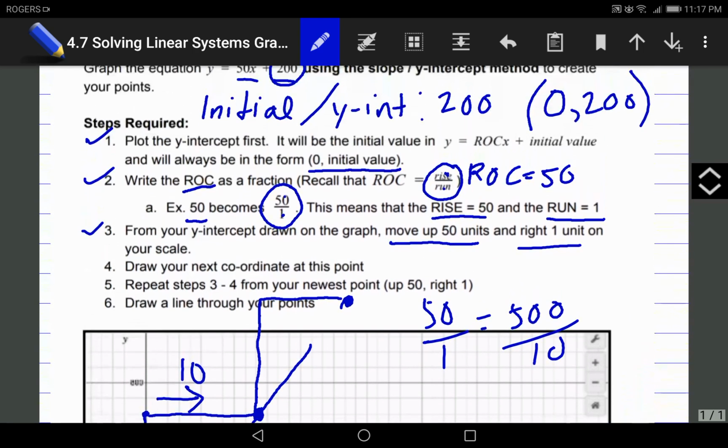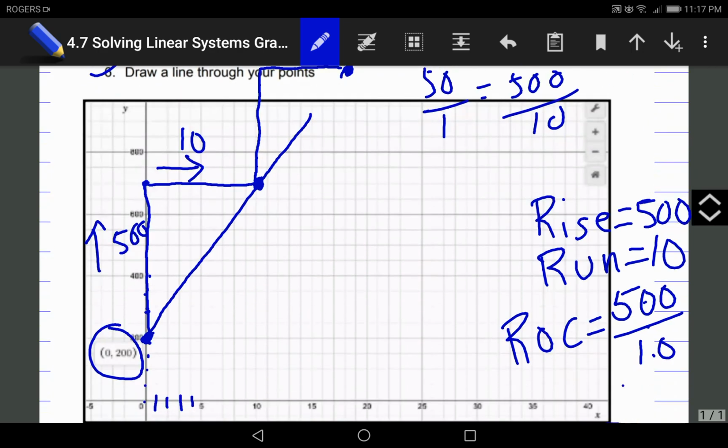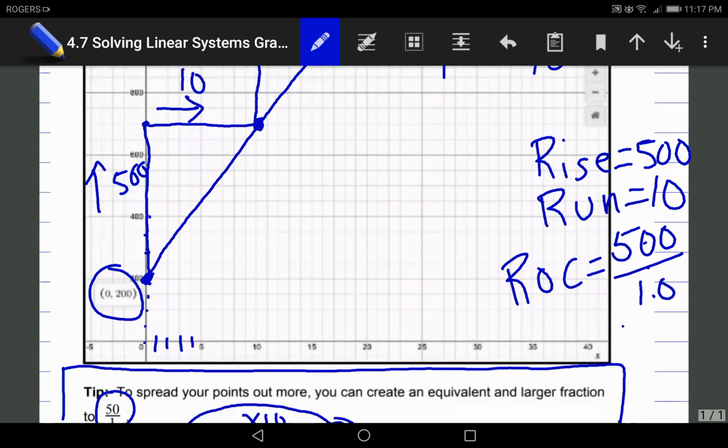So the steps are here. We did all of these steps, by the way. I just talked you through all of them. One of the things that we did was I looked at my scale and I saw that a rate of change of 50 over 1 was just going to be too congested. Going up 50, right 1, up 50, right 1 would have been too hard to draw, especially since my pen isn't the easiest to write with on this grid. So I changed the fraction to 500 over 10, which is an equivalent fraction. And I was then able to draw my next point a lot more clearly.